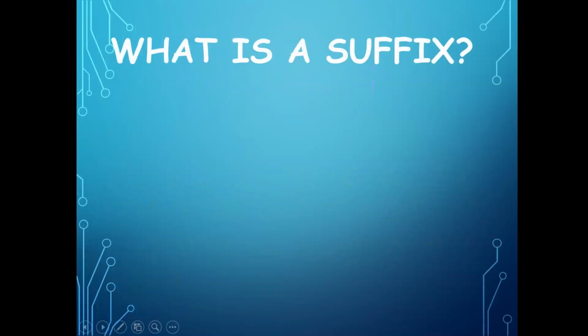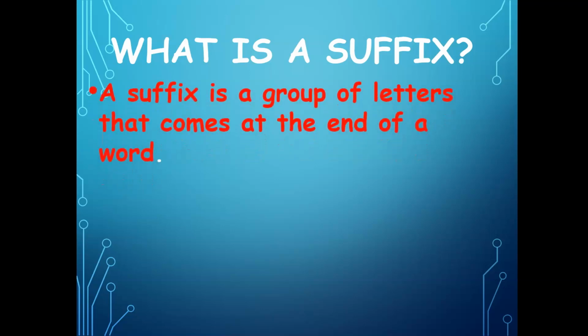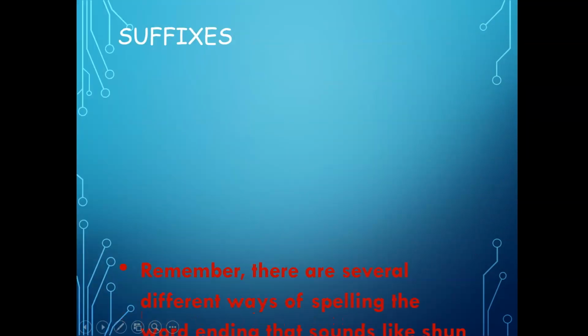Now before we move ahead, let's understand what a suffix is. A suffix is a group of letters that comes at the end of a word, and it changes the meaning of the word. Once you add a suffix to a root word, you will get a new word, a fantastic brand new word. So knowing the rules for suffixes can help us to understand and spell words better.